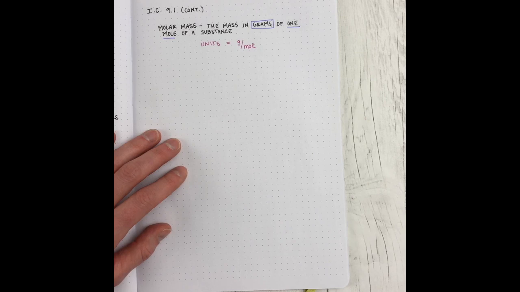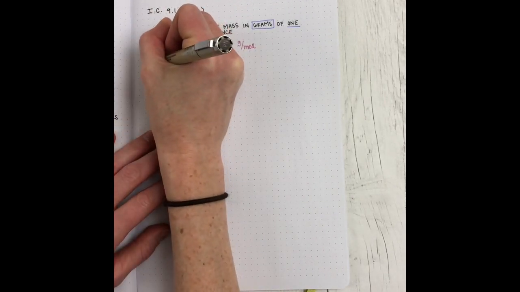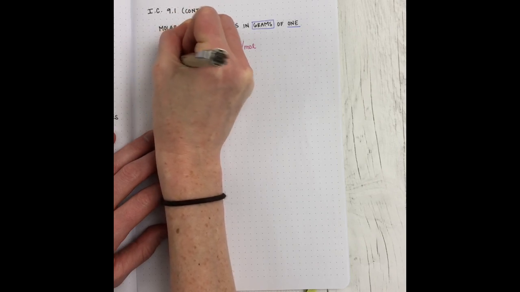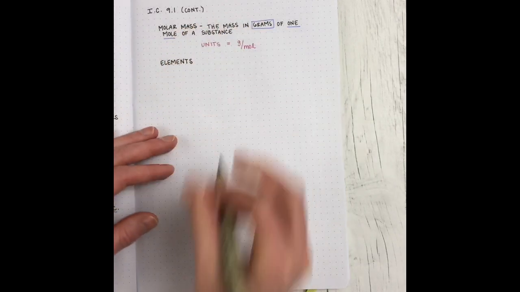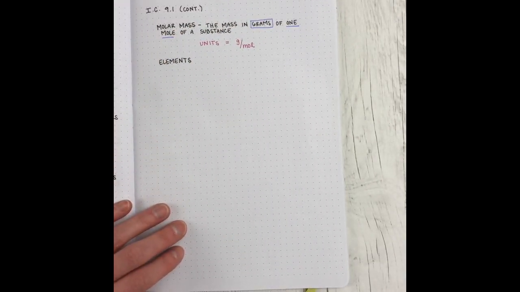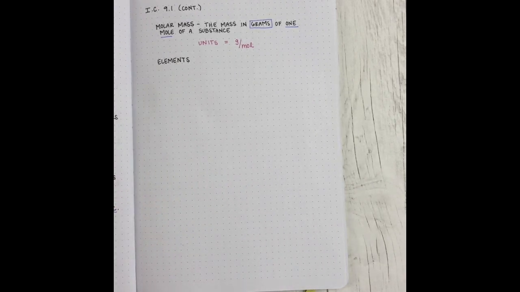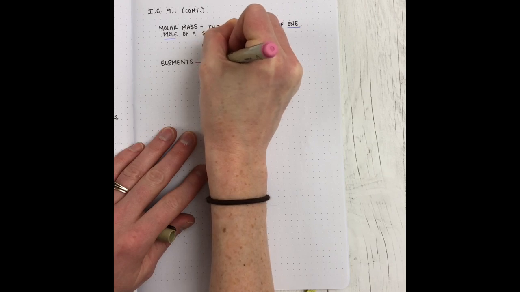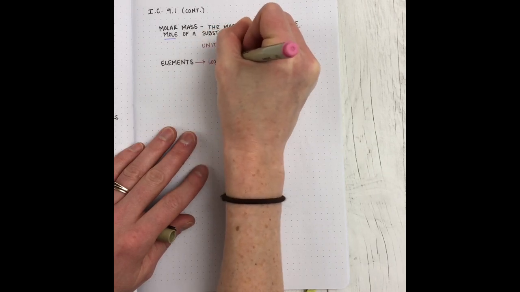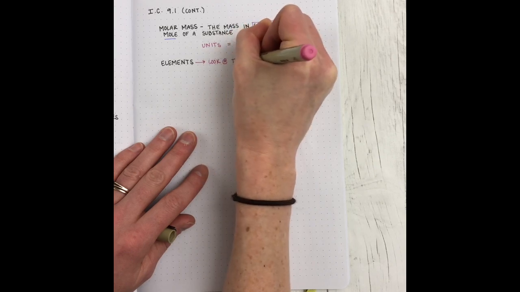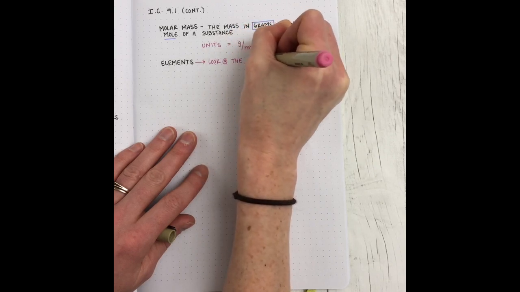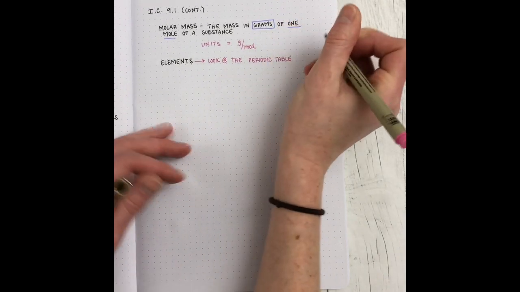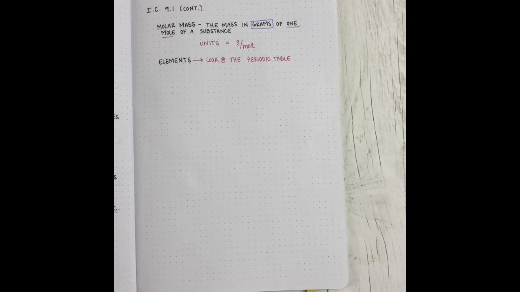So when we are discussing and determining molar mass, you can either determine the molar mass of elements. This is a little bit easier than determining the molar mass of compounds, because for elements, all you have to do is look at the periodic table. The atomic mass listed on the periodic table is also the molar mass for that element.